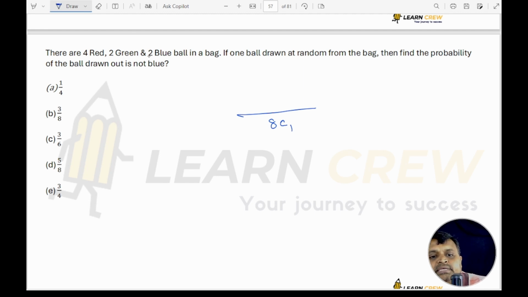Not blue means how much? It is not blue, so 4 plus 2, 6. It can be any of the 6 other balls. So 6C1 by 8C1, which is 3 by 4. 3 by 4 is the answer. Easy question. Next.